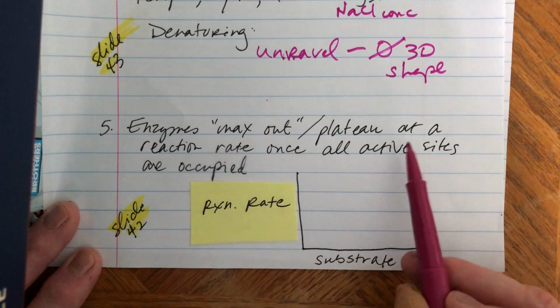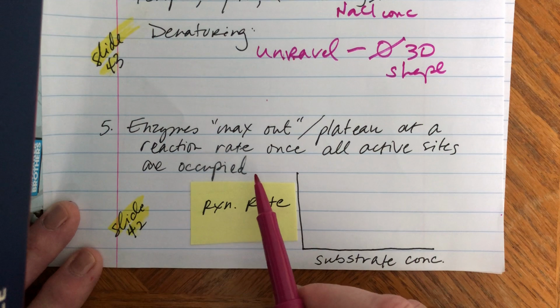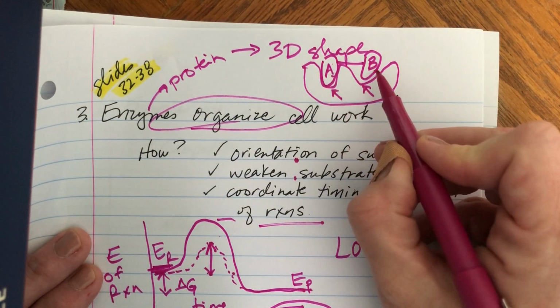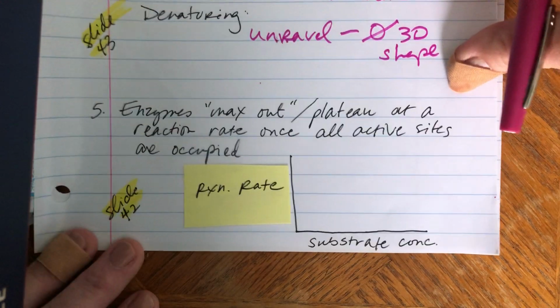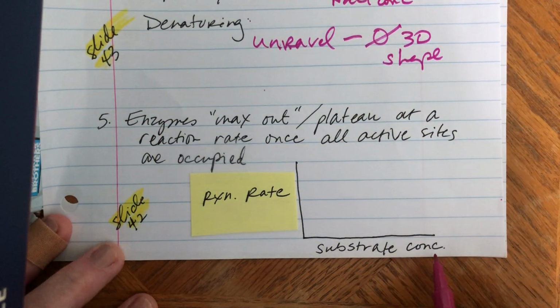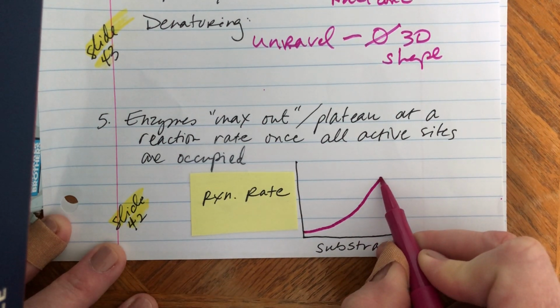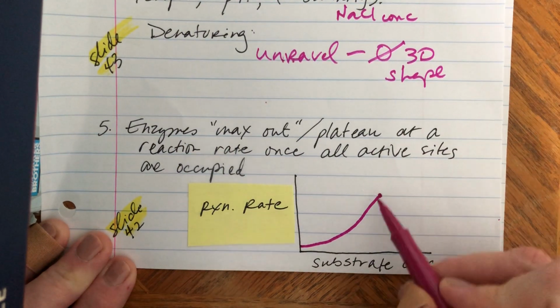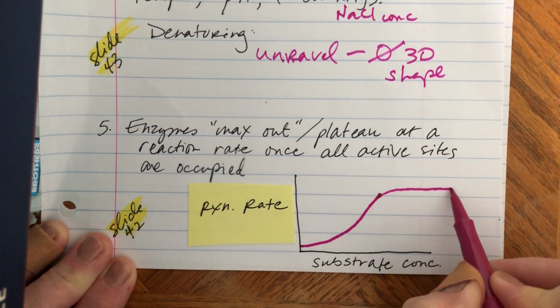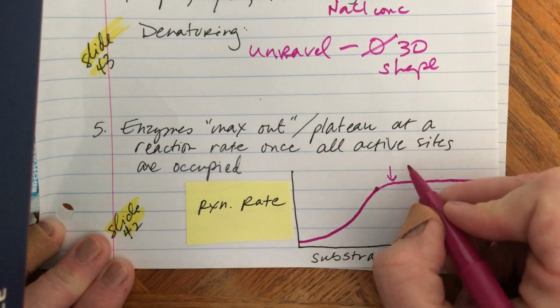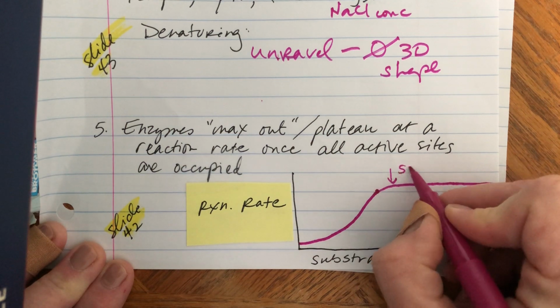Enzymes max out or plateau at a reaction rate once all active sites are occupied. So here, as we increase substrate concentration, what are the substrates? The molecules the enzymes are joining, y'all. As we increase substrate concentration, we're going to increase reaction rate, increase reaction rate, increase reaction rate. Oh, what's happening? The reaction's slowing down. Why? All the enzymes' active sites are occupied. And then we get this plateau. The plateau is sometimes referred to as saturation.